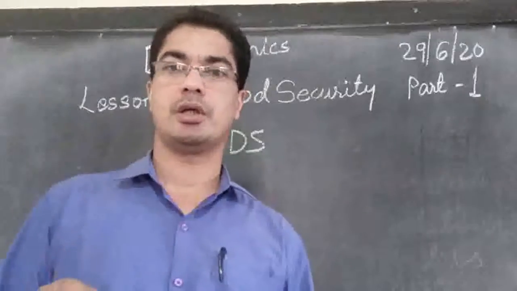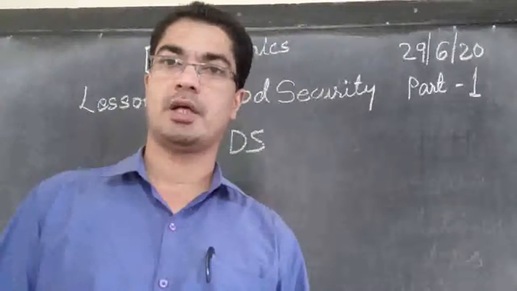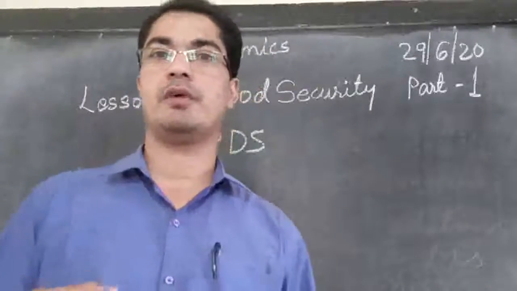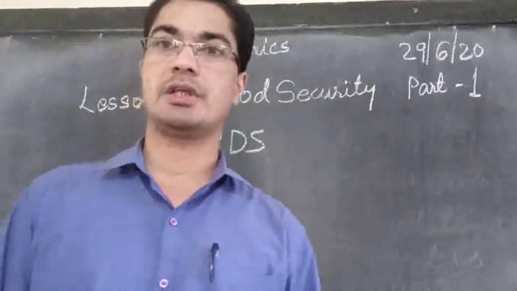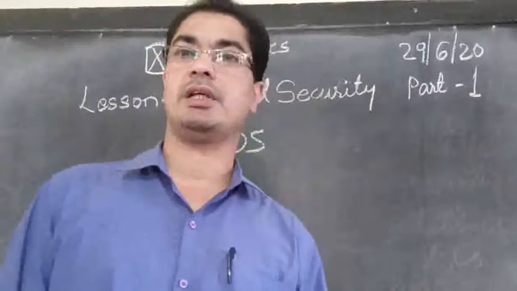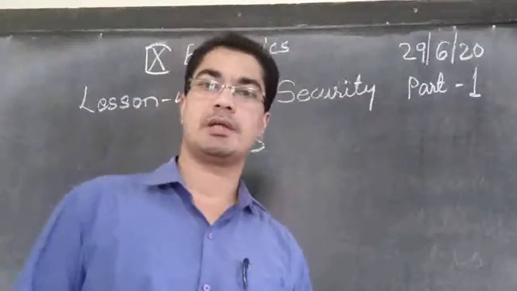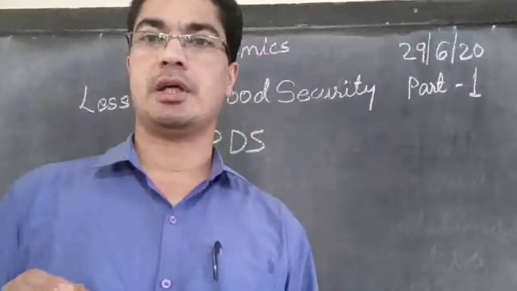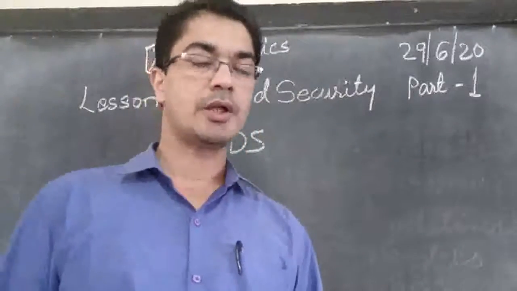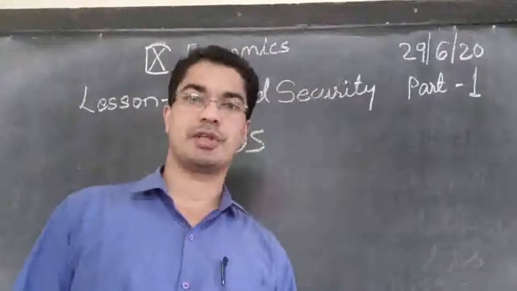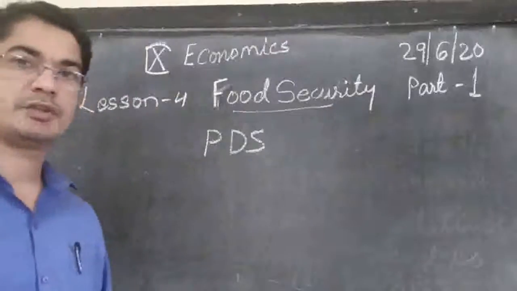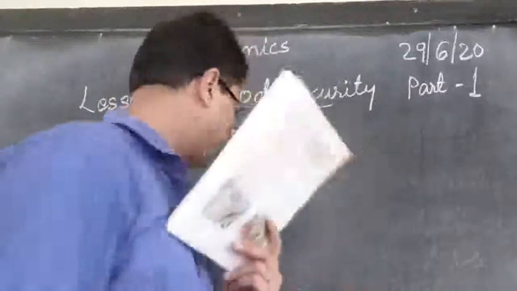Then there will be a good market and everyone will feel equal, and even the poor people will feel secure. So it is their duty and responsibility to take care of the poor people, the weaker sections of the society. Now let's see in detail what this food security is.